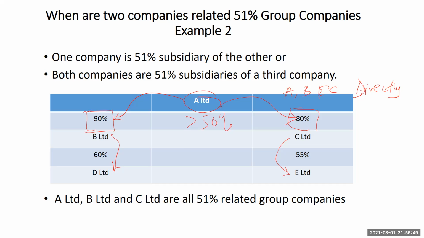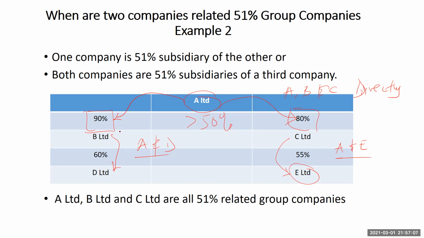But what about the relationship between A and E? What about A and E? So A and E is an indirect relationship. What about A and D? Again, this is also an indirect relationship.